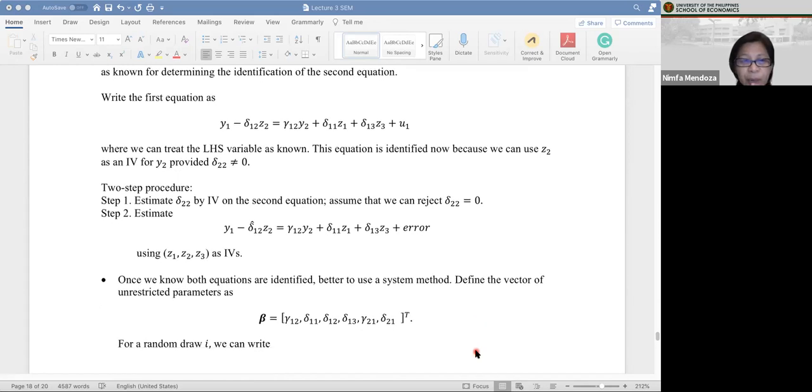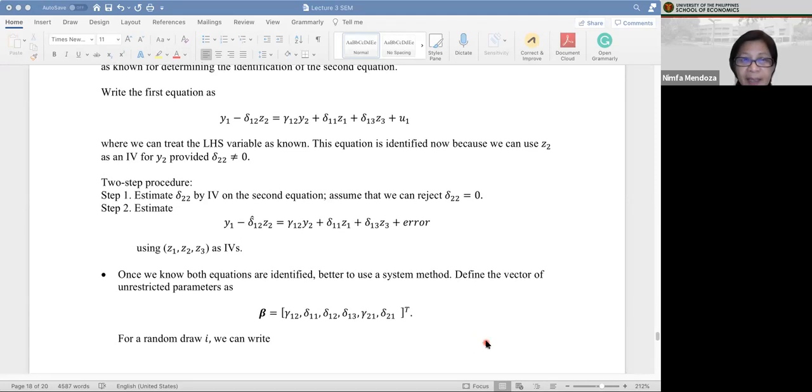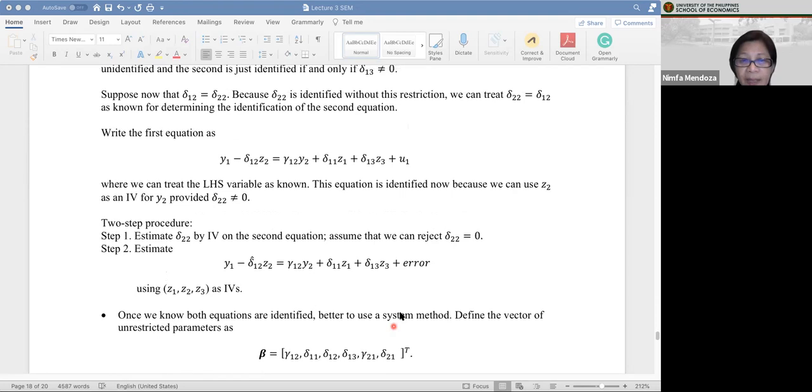However, an alternative way is using a system approach. Once we know both equations are identified, it's better to use a system method. Define the vector of unrestricted parameters as this: gamma 1,2, delta sub 1,1, delta sub 1,2, delta sub 1,3, gamma sub 2,1, delta sub 2,1. Note that we don't have delta sub 2,2 anymore because we have that to be equal to delta sub 1,2.